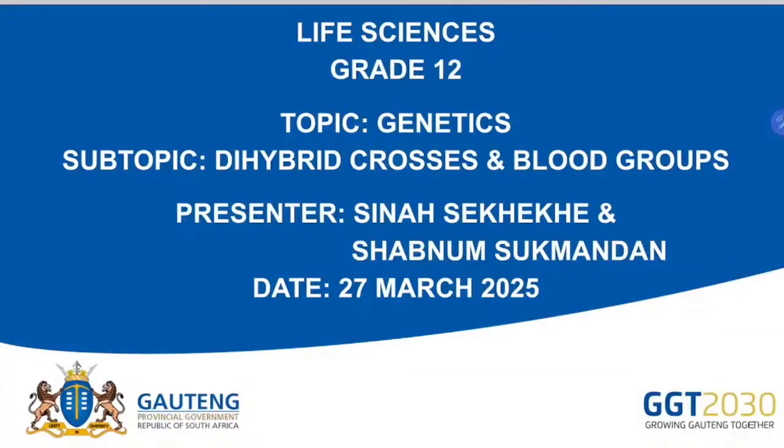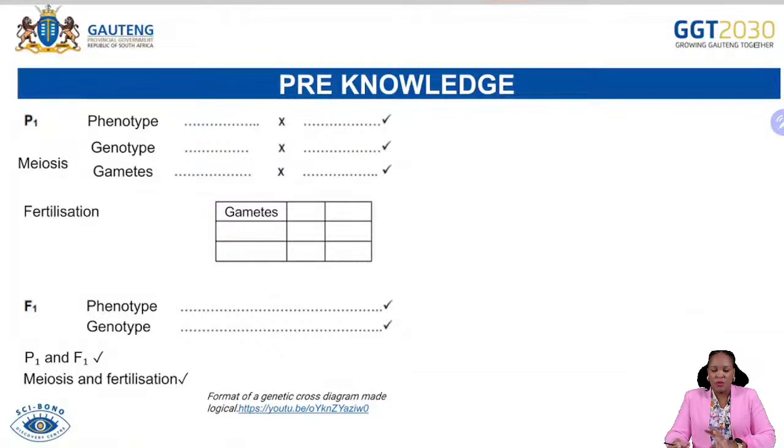Like we started last week with our genetics, we did part 1. We did quite a number of things, a mouthful with the new terminologies that you learned. So we are continuing this week with part 2 of genetics, which will cover the dihybrid crosses and the blood groups. Remember, last week we did the monohybrid crosses and the sex-linked, but now we are doing the dihybrid crosses. You'll see what type of crosses are dihybrid, and also the blood groups. At the end of this lesson, you must be able to know those.